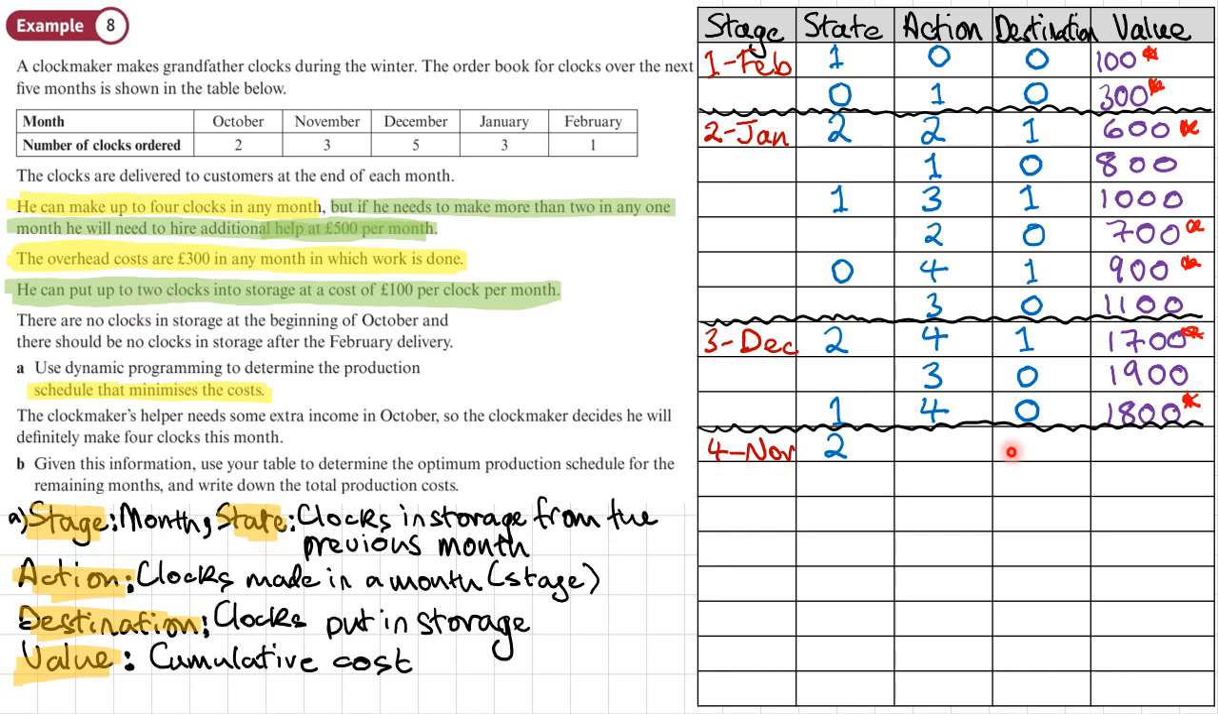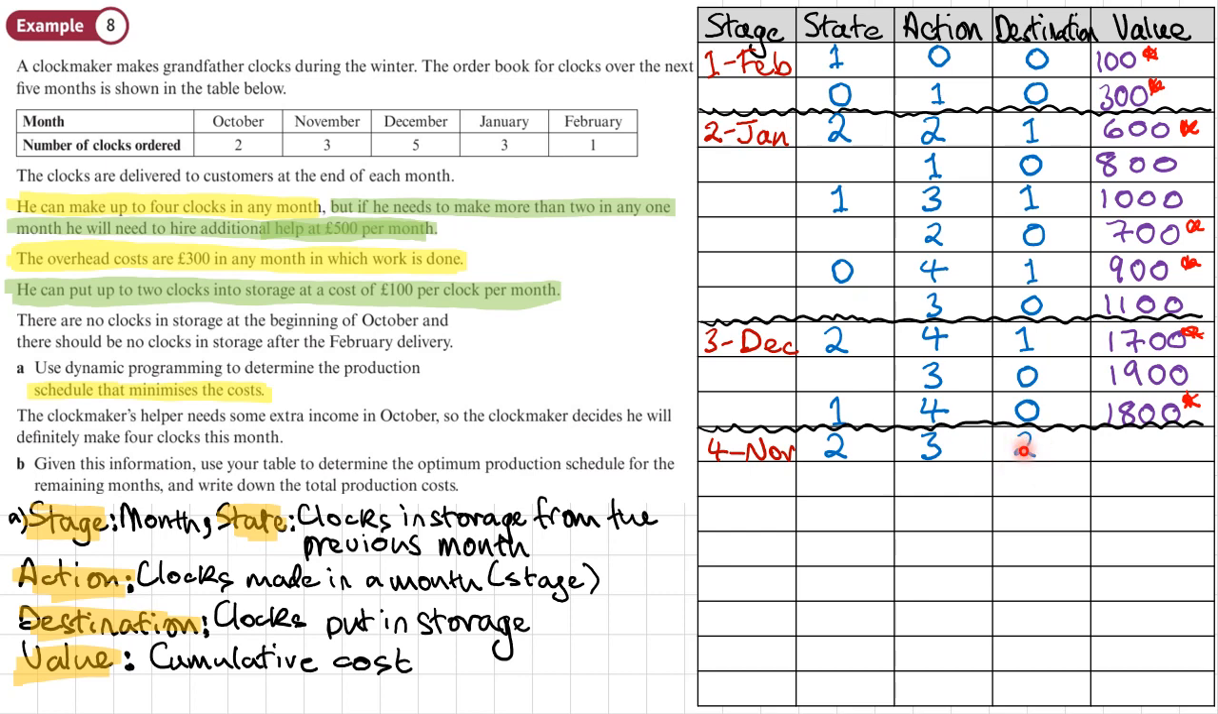So if I've already got 2 clocks already, and I can only put 2 into storage, actually the maximum number of clocks that I can have in November altogether from previous clocks and what I make is going to be 5, because 3 of them will get used up and 2 that I don't use will get put into storage. I can't have any more than that, so I can't make 4 because I'll have too many, because only 3 of them are going to get used, and I can only put 2 in storage.